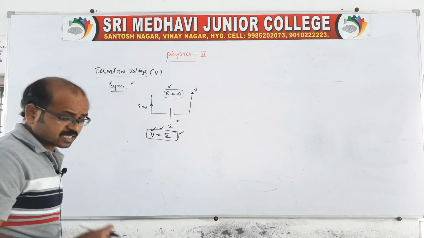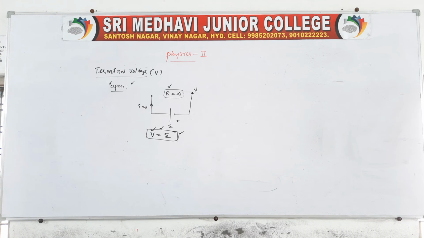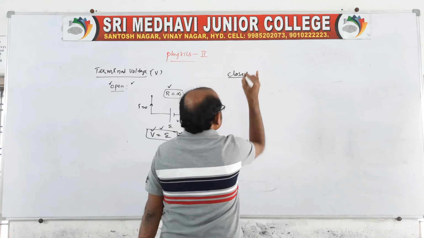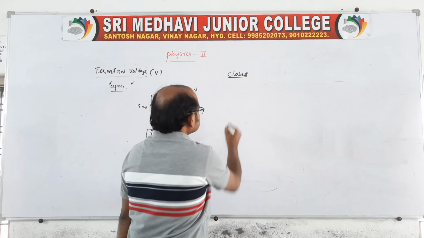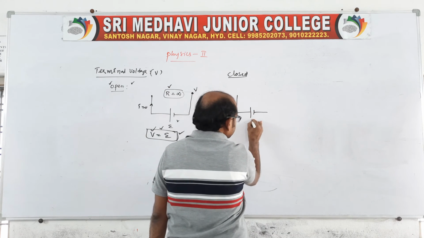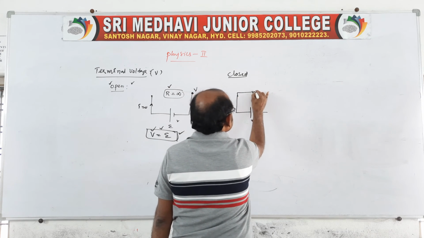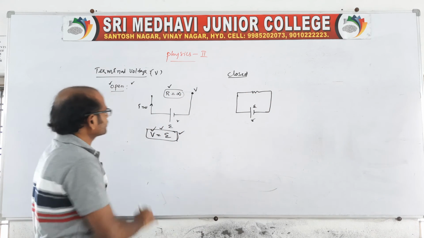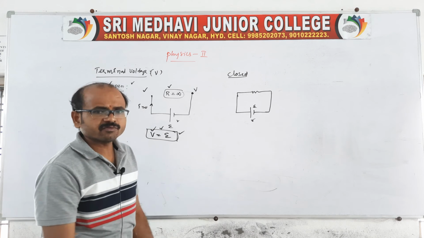We have another one also, the closed circuit. Let us go for the closed circuit. Sir, what is meant by closed? Closed in the sense that along with the EMF of the battery and its internal resistance, a resistance is connected which is not equal to infinite. If infinite, we call it open, because there will be no current flow.